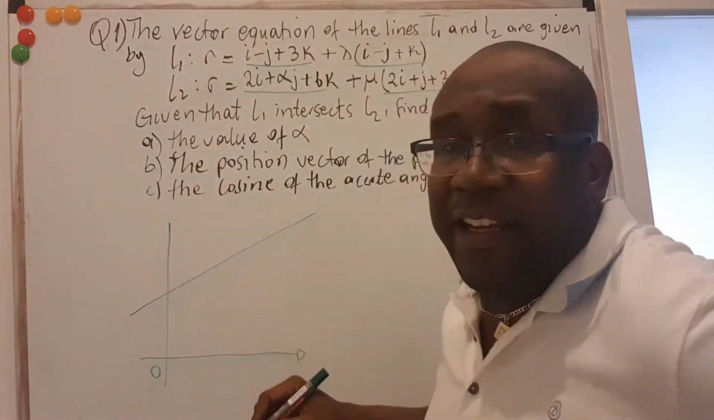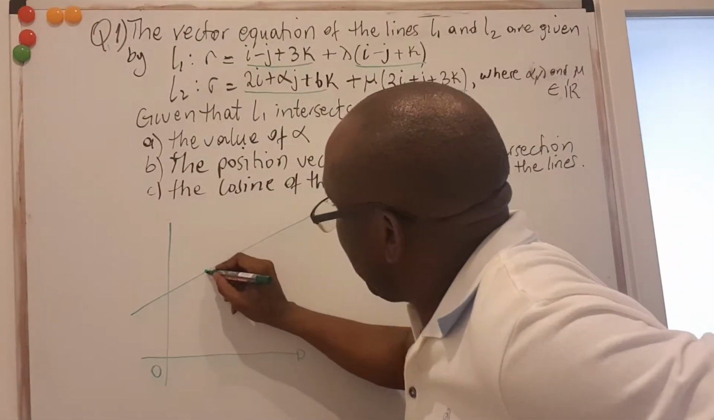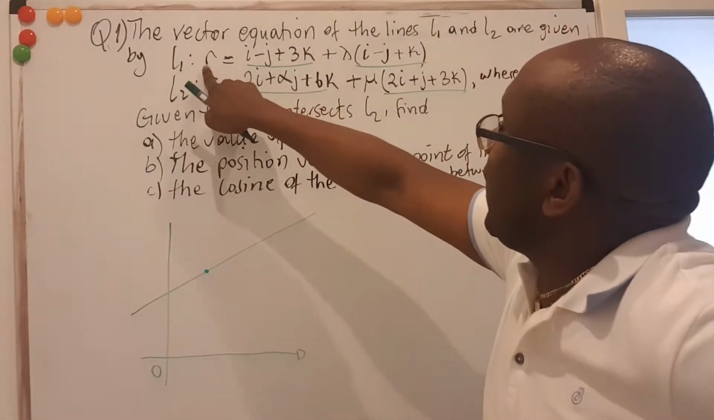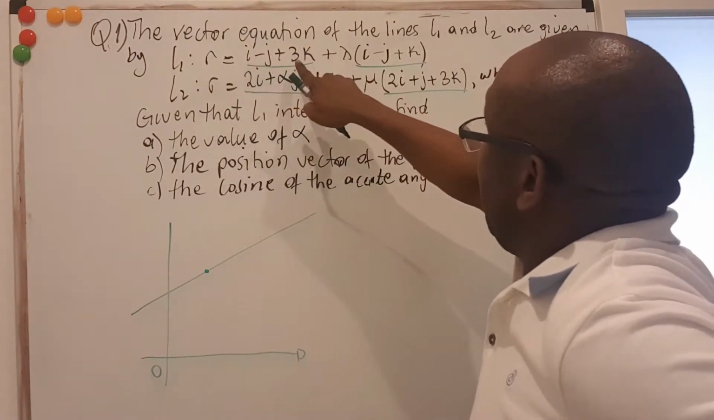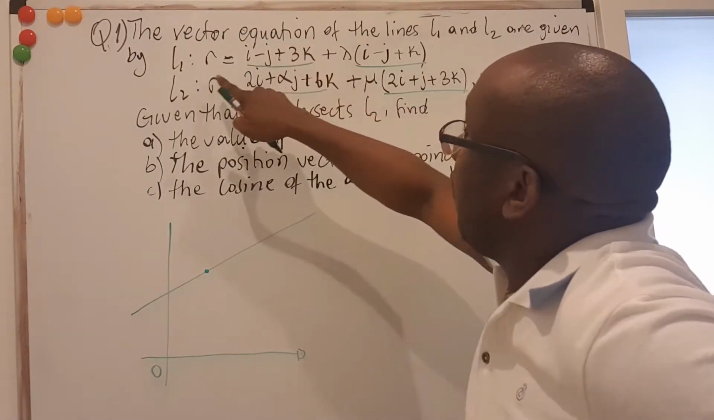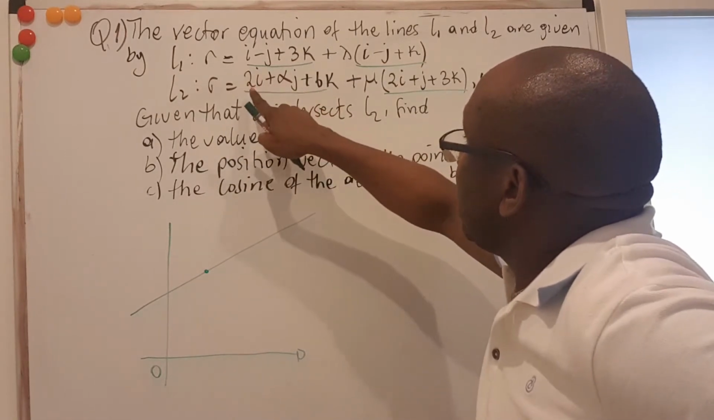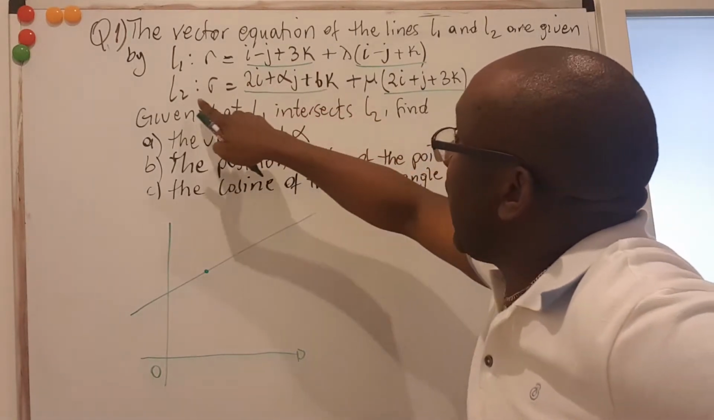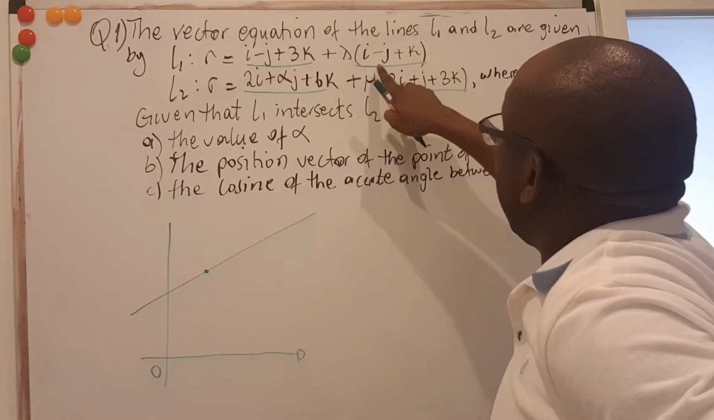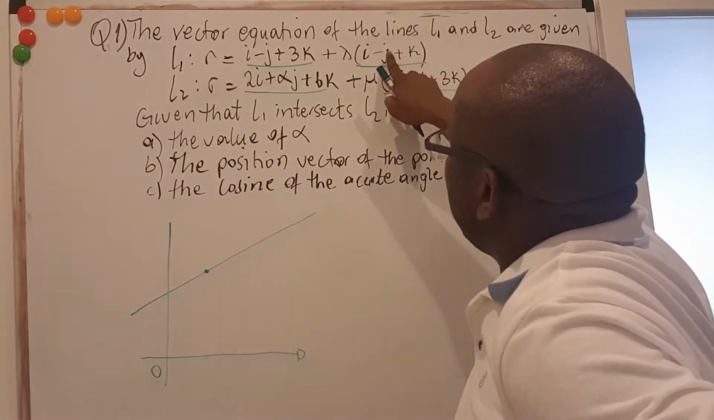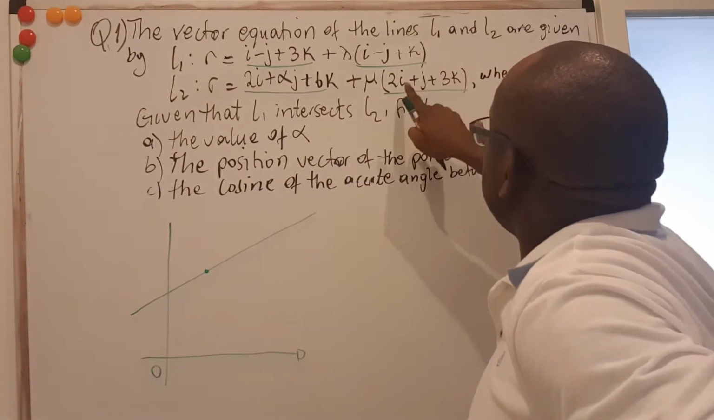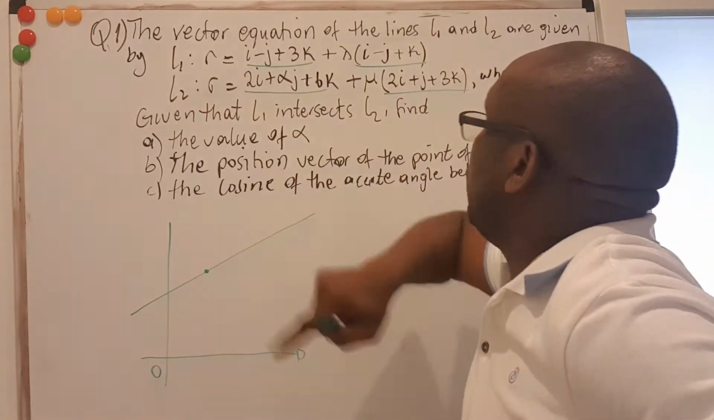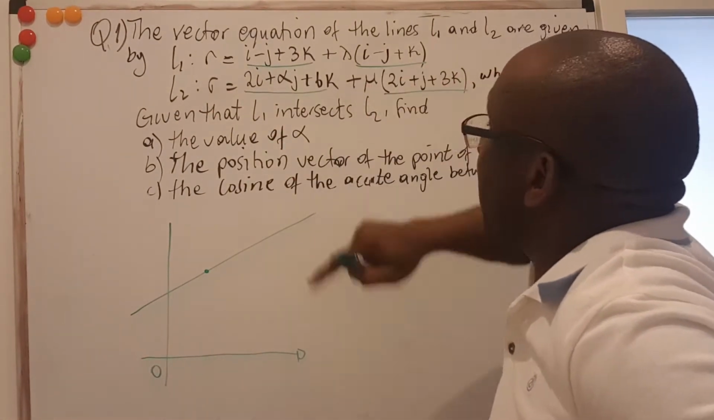So if I have a line like this, and the line passes through a point, because when an equation of line is given to you, this first part here is the position vector of the point on the line L1. And this is the position vector of a point on the line L2. This is a direction vector. So this is a vector that's going to be parallel to the line L1. And this is a vector that's also parallel to the line L2.